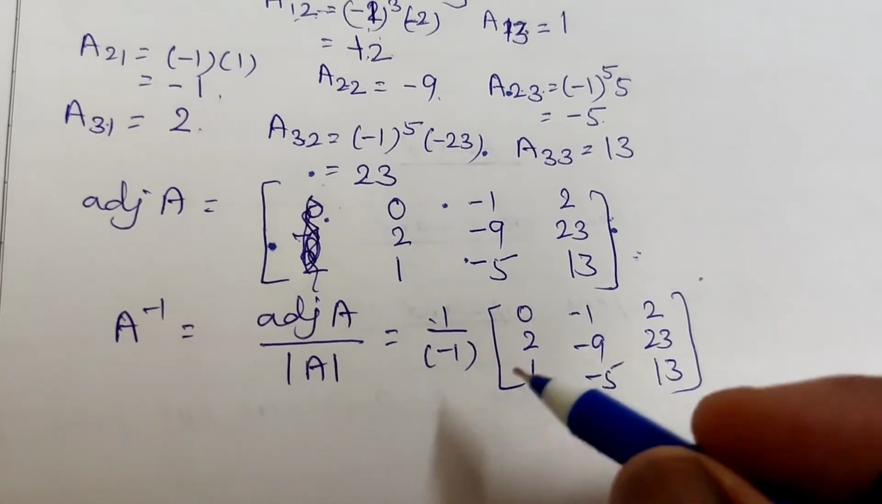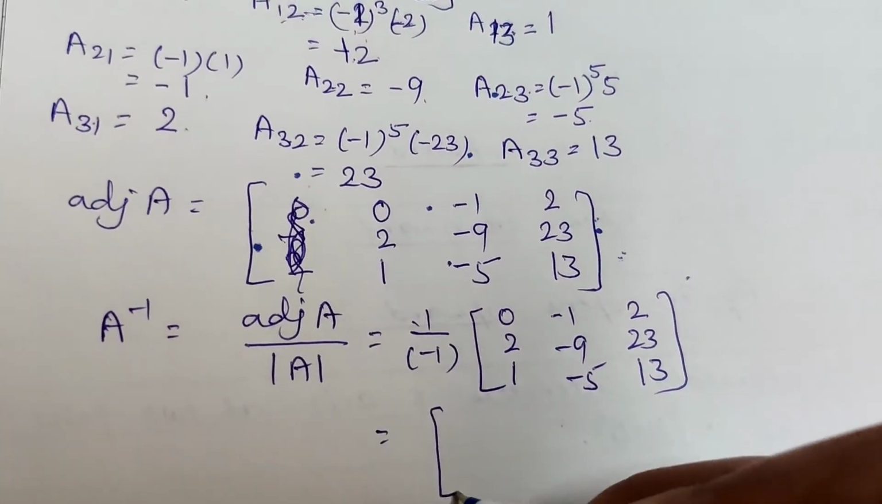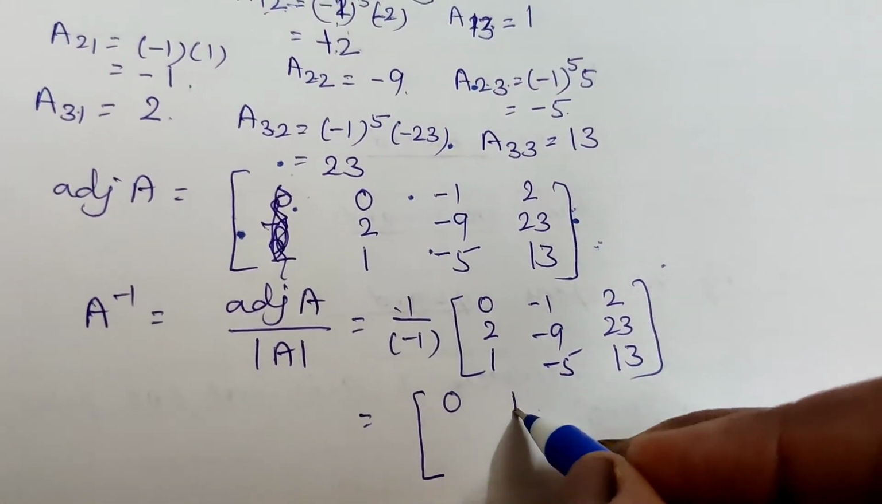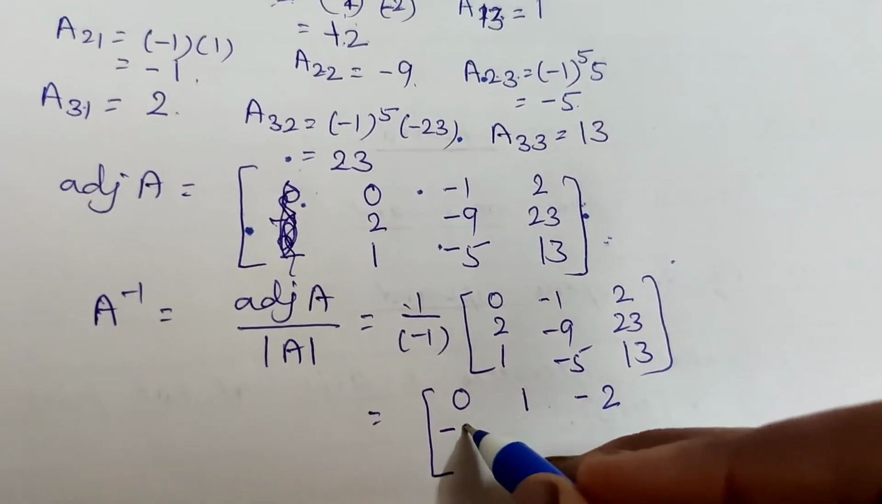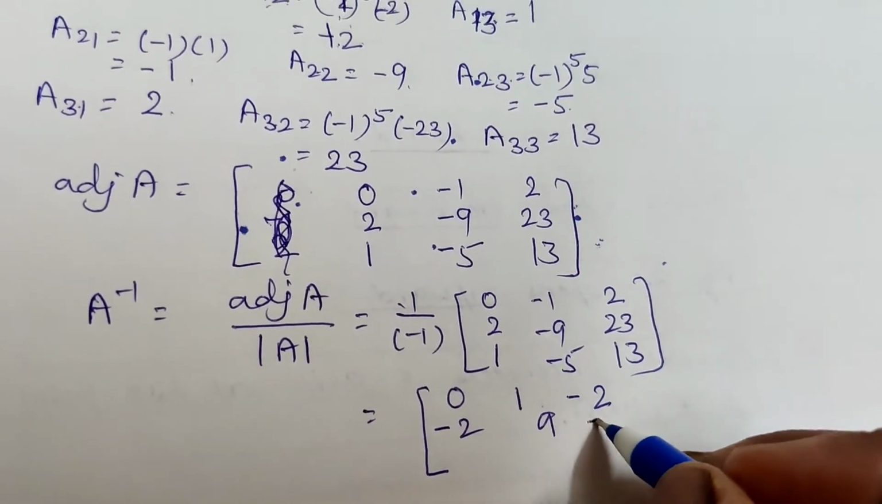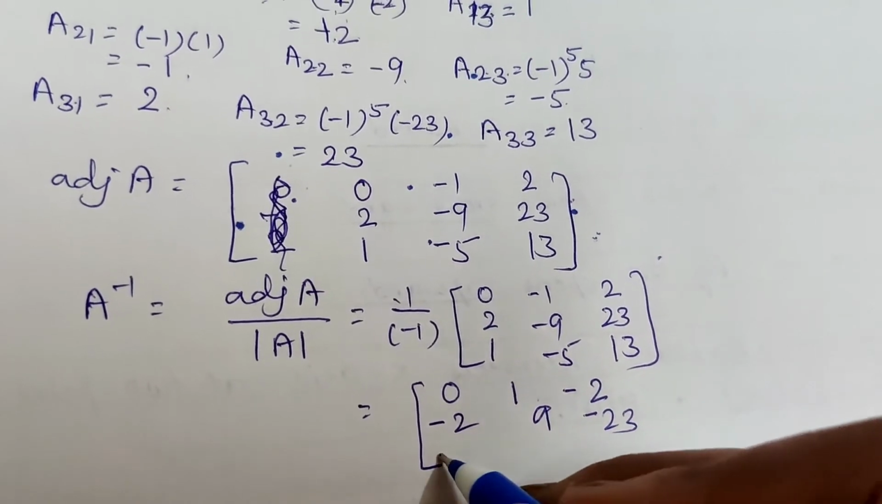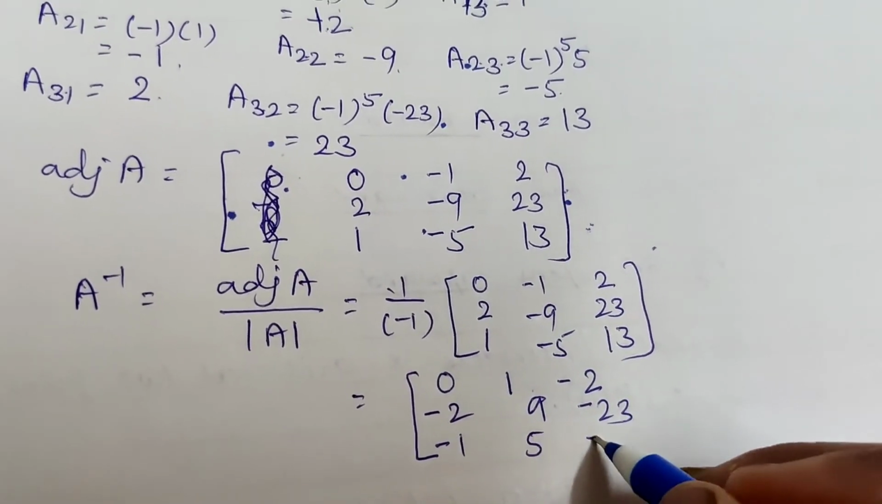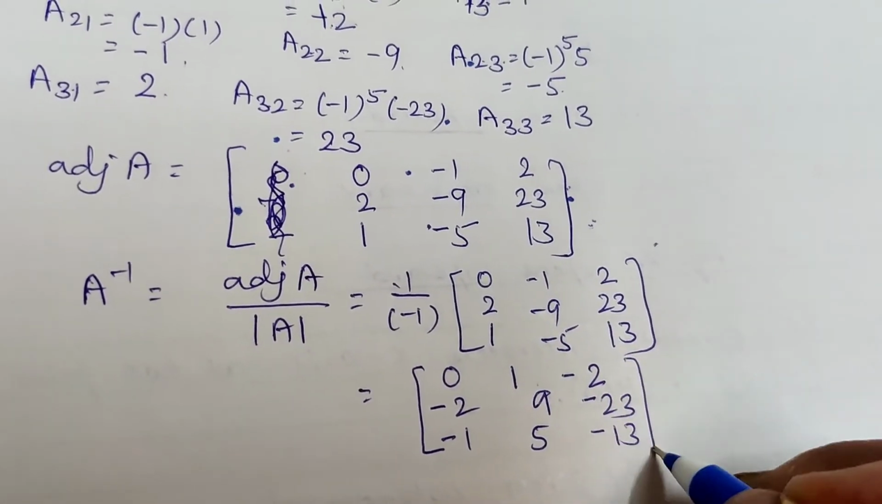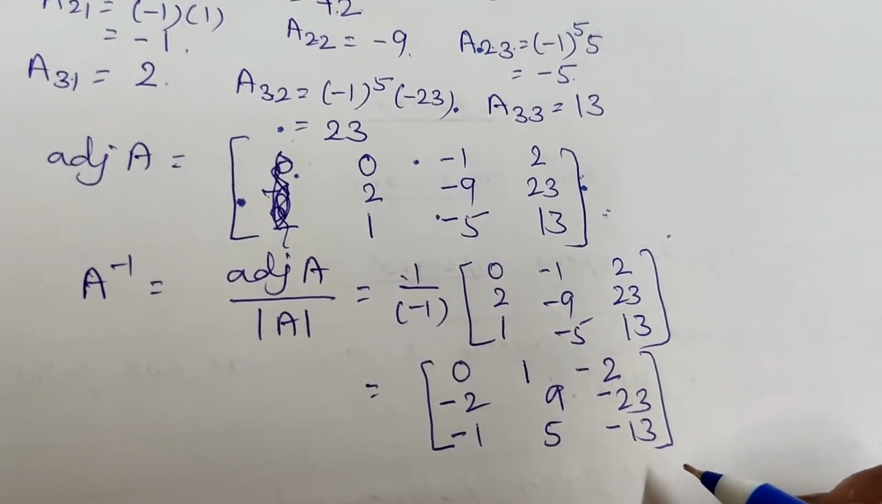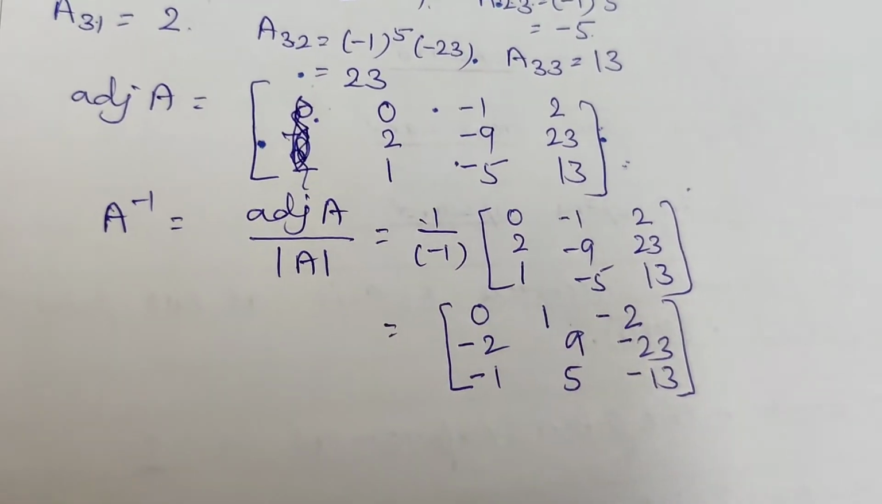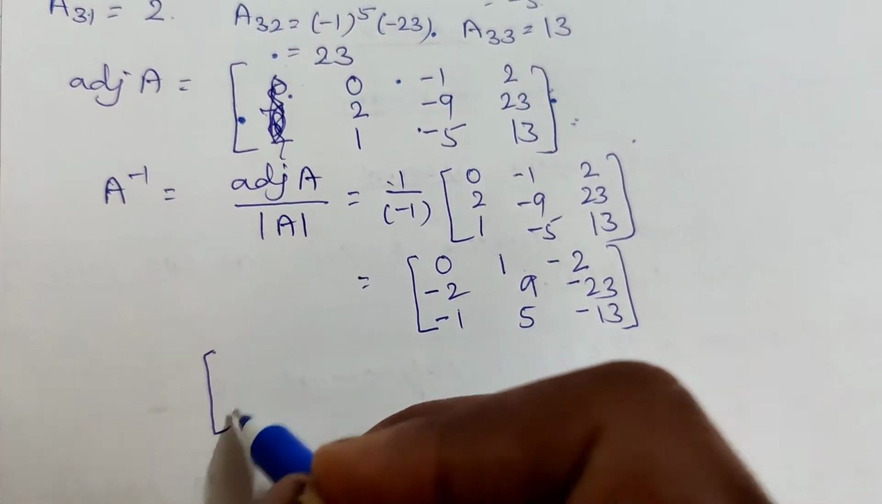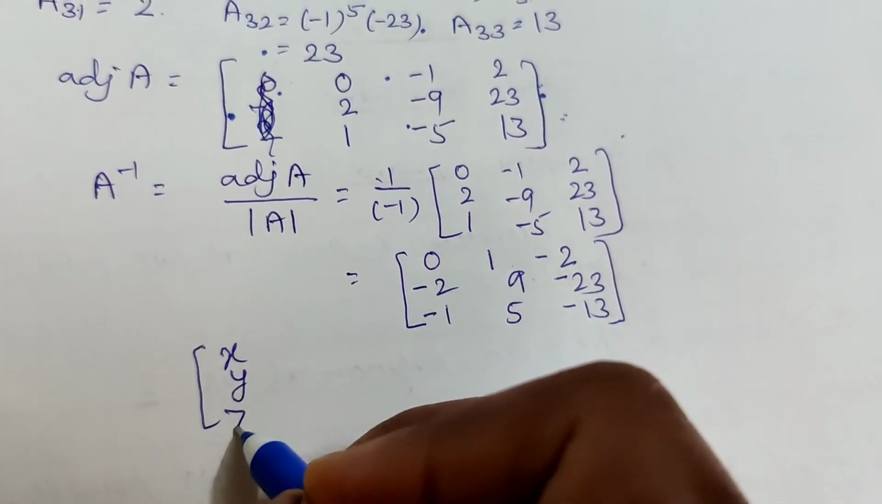the minus numbers. It will equal to 0, 1, minus 2, 9, minus 23, minus 1, 5, minus 13. This is the A inverse. Okay. Now find the value of x, y, z.